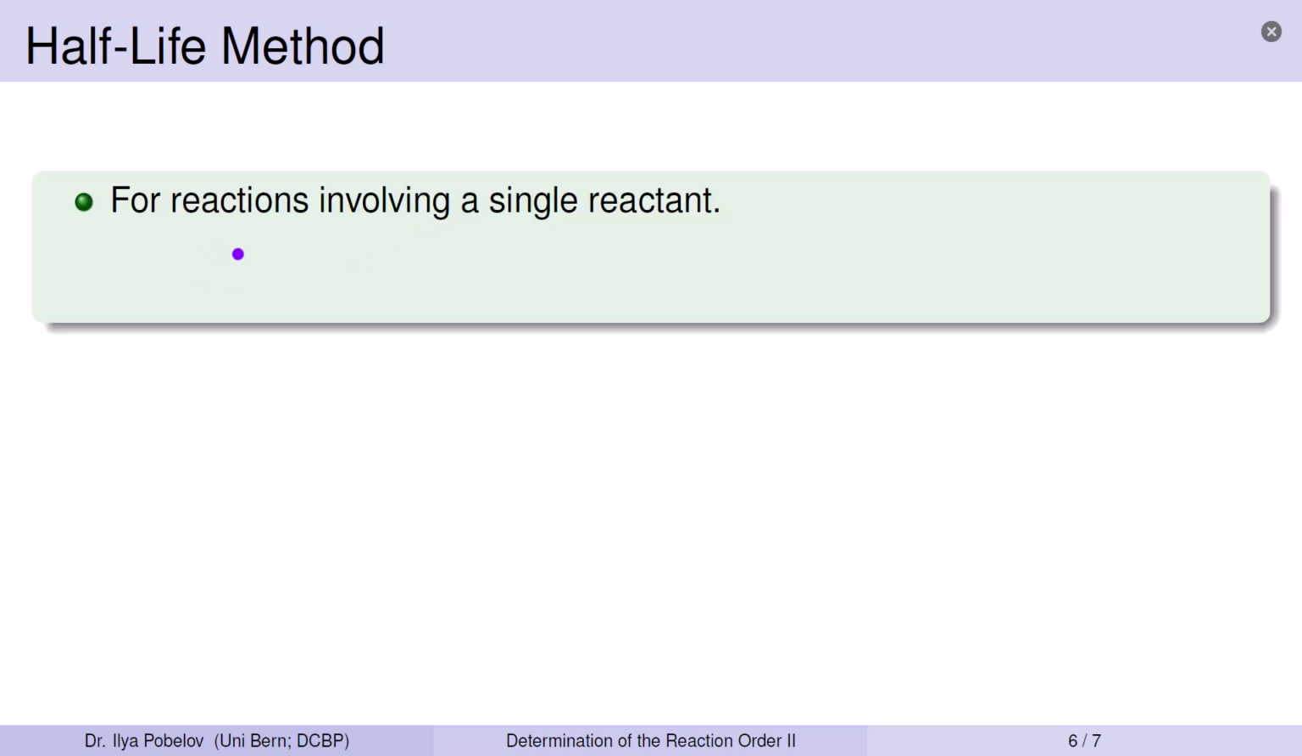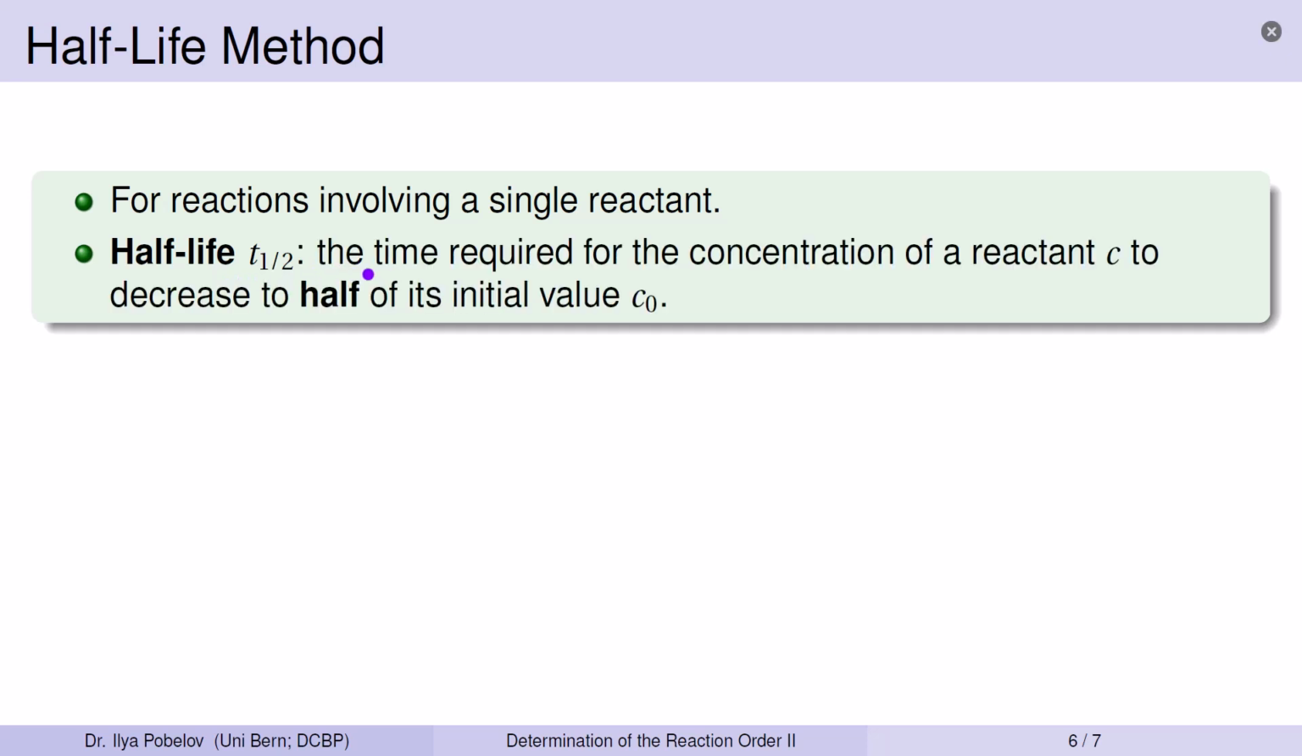This method is generally suitable for reactions involving a single reactant and employs the concept of the half-life of a reaction. The latter is the time required for the concentration of a reactant to decrease to half of its initial value. The half-life of a reaction is not just a measure of reaction speed, but it also provides insights into the reaction's order. By examining how the half-life changes with the initial concentration of a reactant, we can deduce the order of the reaction.